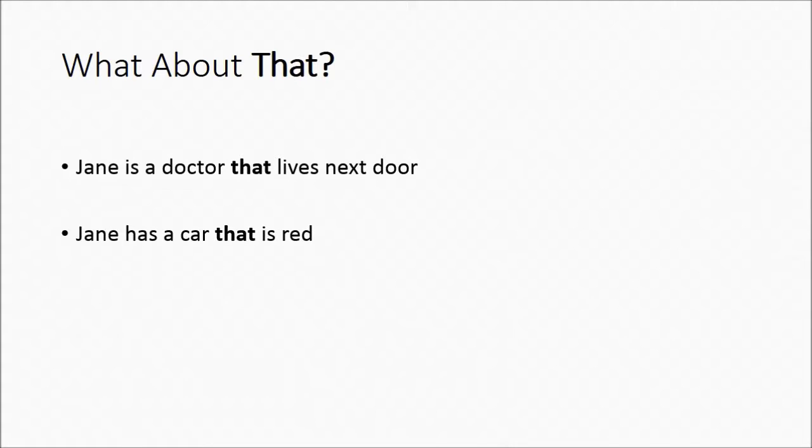But what about that? If you talk about people or things, you can also use that instead of who or which. Let me explain by using the previous two sentences. Jane is a doctor that lives next door. In this case, who got substituted by that. And the second sentence: Jane has a car that is red. In this case, that is substituted for which.